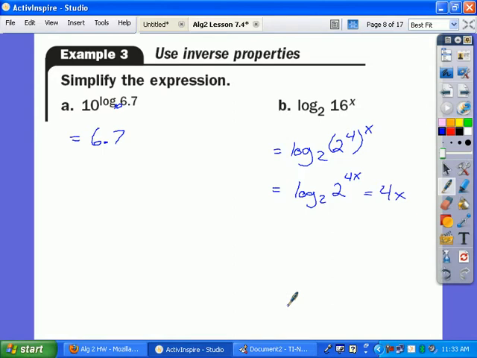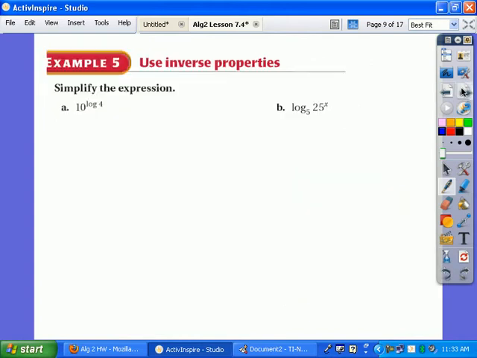Let me do this for 2 more problems to get you comfortable with this. Again, these look very similar. Again, the numbers have to match. So this is 10 to the power, and the power is log base 10. Remember, there's a base 10 there. If it's base 10, we don't write it. Of 4. So this is just going to equal 4.